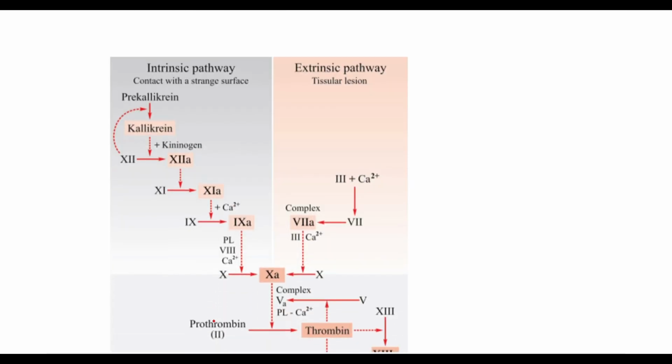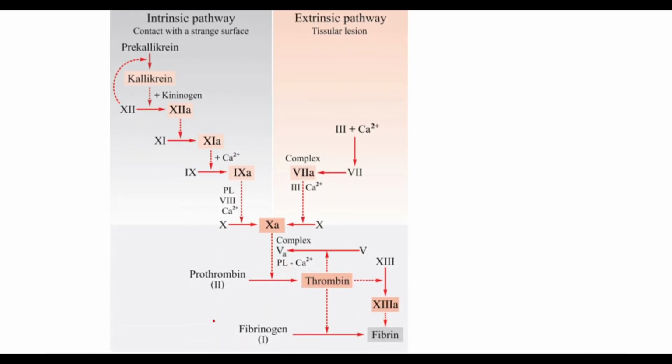We will see this with the help of a diagram. So we'll draw a flowchart of the intrinsic pathway. We have precalcinin, which is activated by the factor 12, which is already present. Okay, it gets converted to calcinin in the presence of kininogen. These two will activate factor 12 to 12A. Now this activated factor 12 will activate the factor 11.